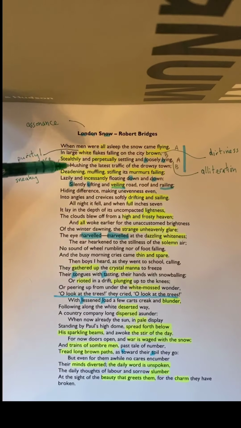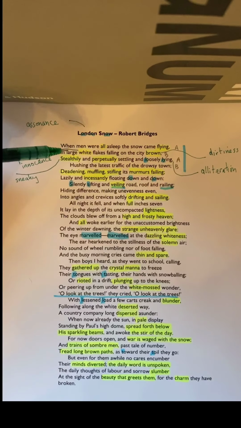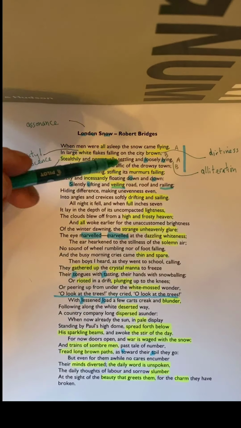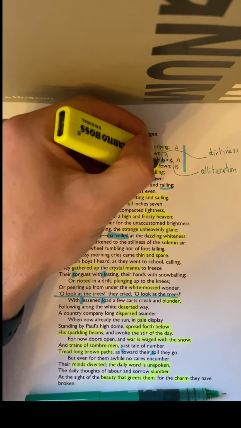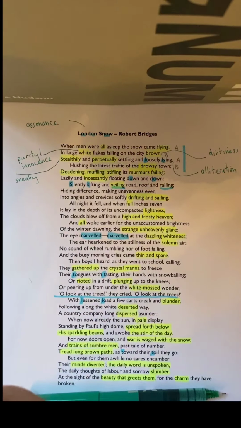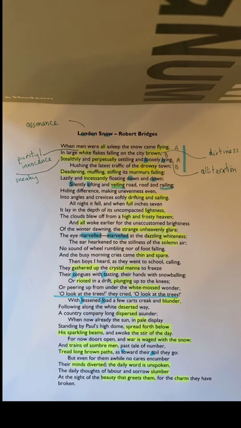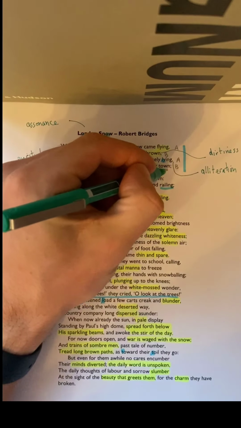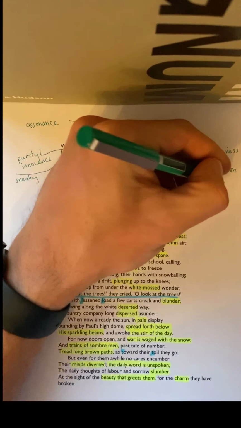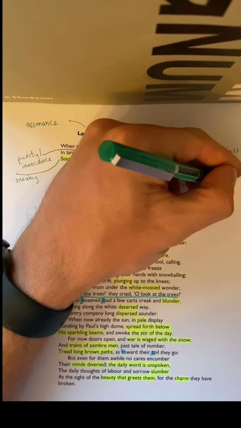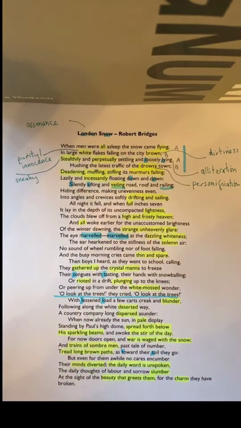And what is the impact of the snow on the city? Well, it's hushing the latest traffic of the drowsy town. And again, actually, I think that's perhaps a word to look at and to zoom in on a little bit. This idea of the town having become drowsy. We're getting a sort of personification here, aren't we? Really, of the city and what the snow has done to the city. It's made it drowsy, perhaps linking a little bit to the people who are all fast asleep still.